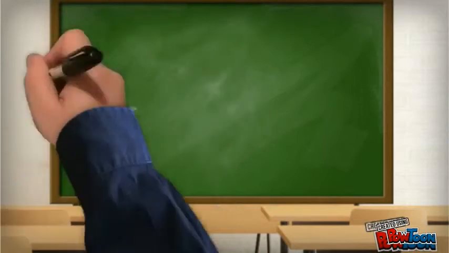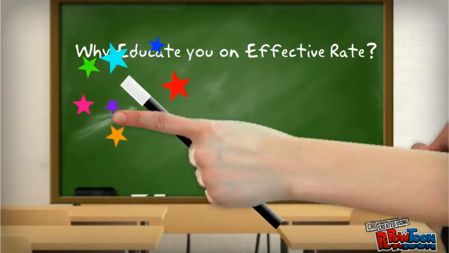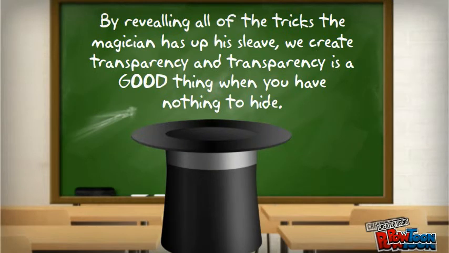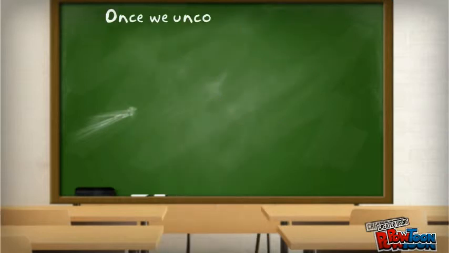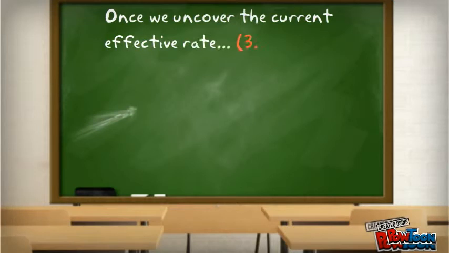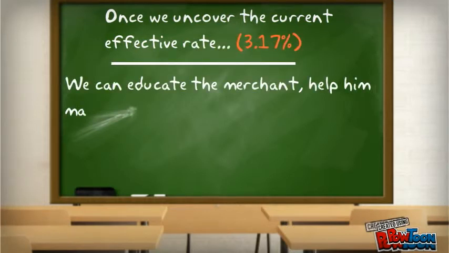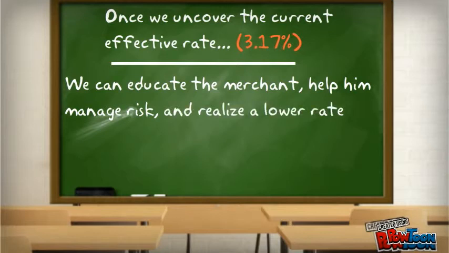Why educate you on effective rate? By revealing the tricks the magician has up his sleeve, we create transparency, and transparency is a good thing when you have nothing to hide. Once we uncover the current effective rate, in this case 3.17, we educate the merchant on managing risk, we can then realize a lower effective rate, in this example 2.41.